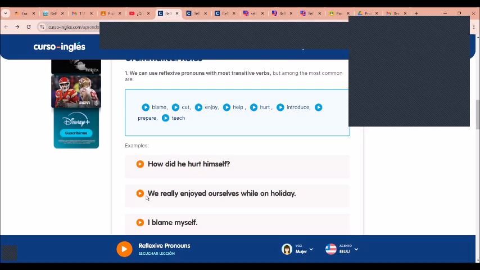We really enjoyed ourselves while on holiday. I blame myself. Good. All right, so we see hurt, tick. We see enjoy, tick. We see blame, tick. Let's try some of the others. All right. When I'm cooking, I have to be careful not to cut myself. All right. Let's see. If you are thirsty, help yourself to a can of Coca-Cola.